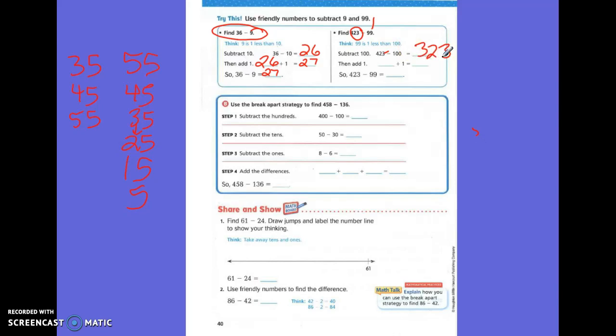Okay. Now, then we're going to add 323 plus what? Yep, 324. You guys are going too fast. So what is 423 minus 99? 324.